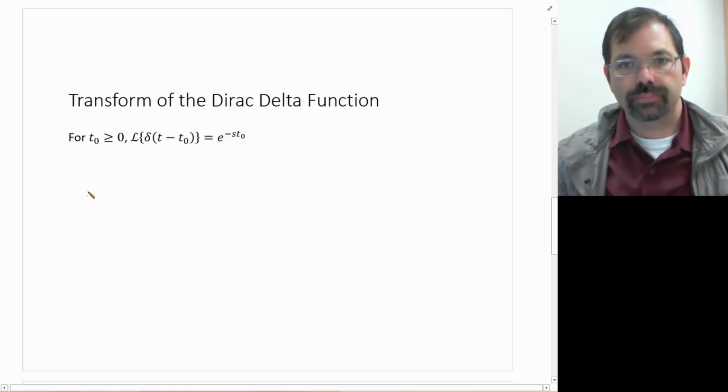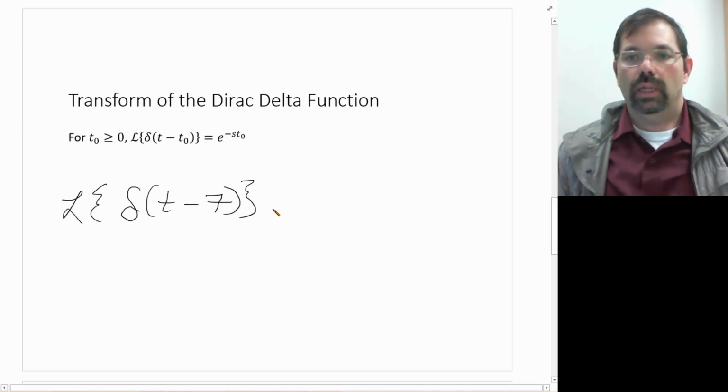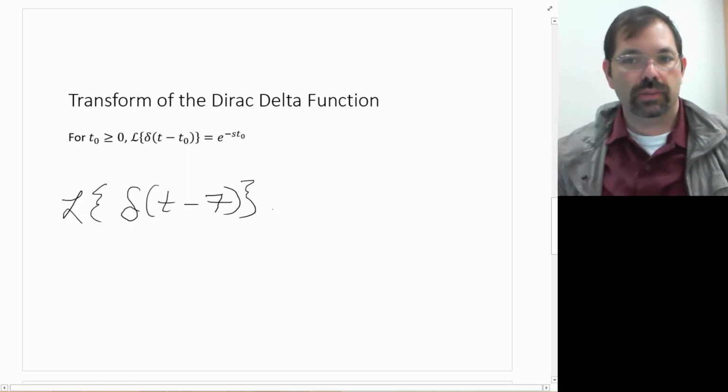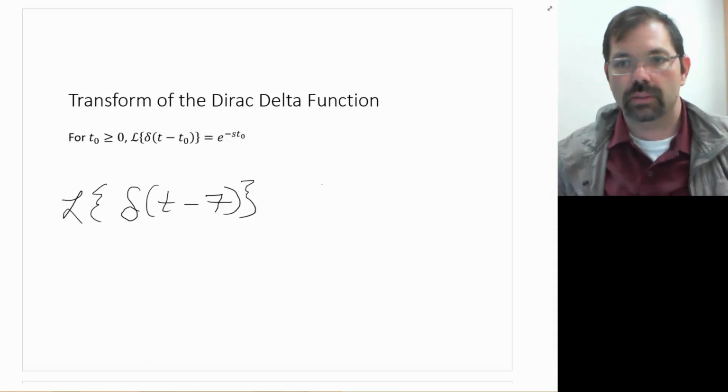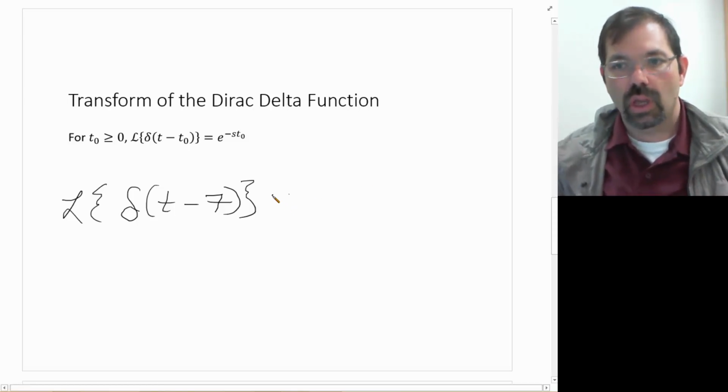So for example, if I wanted to find the Laplace transform of delta of t minus 7, so I'm hitting an object really hard at 7 seconds after time begins, the transform of this delta function would be e to the negative s times 7, and we would normally write this as e to the negative 7s.